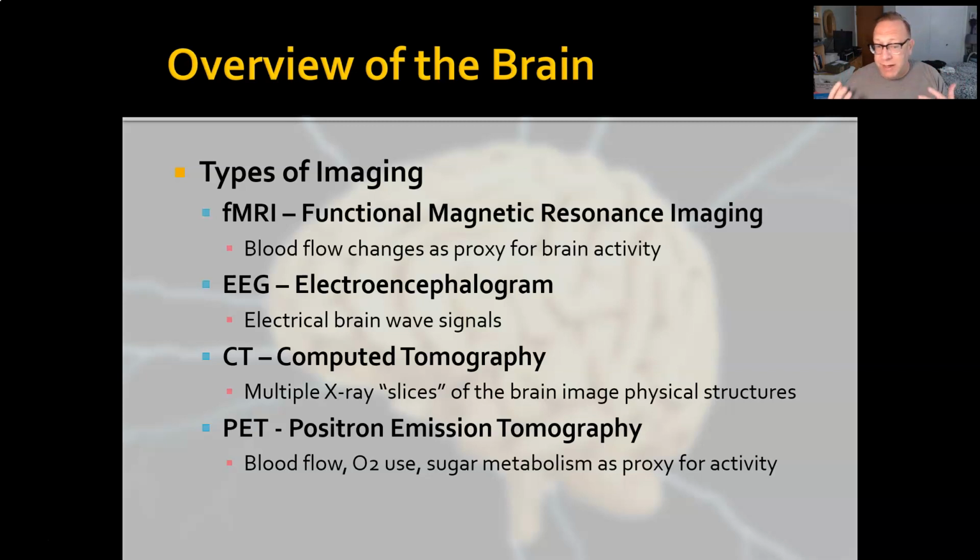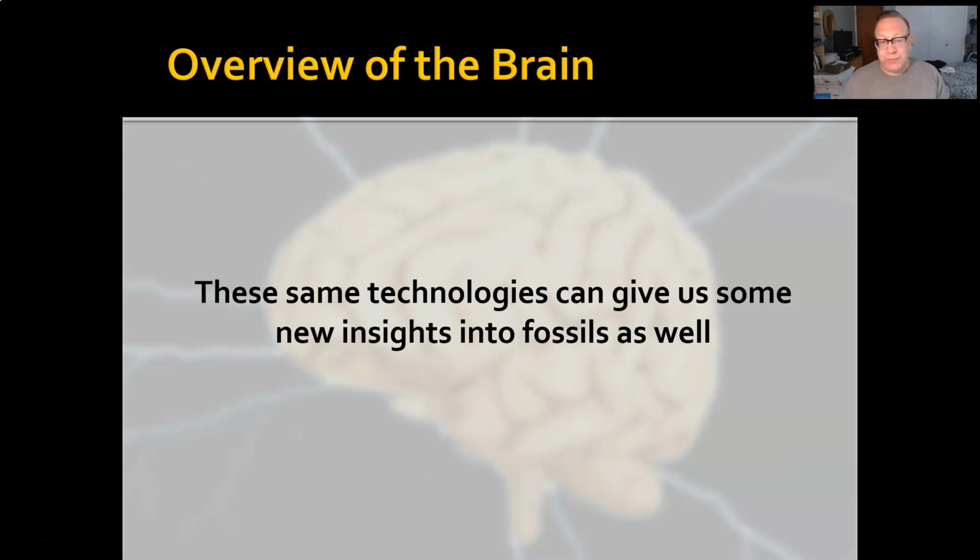Finally, PET, positron emission tomography, uses a combination of blood flow, oxygen use, and sugar metabolism as proxies for brain activity. So, now, these technologies haven't just given us insights into living brain tissues, they actually have helped us get more information out of fossil crania as well.